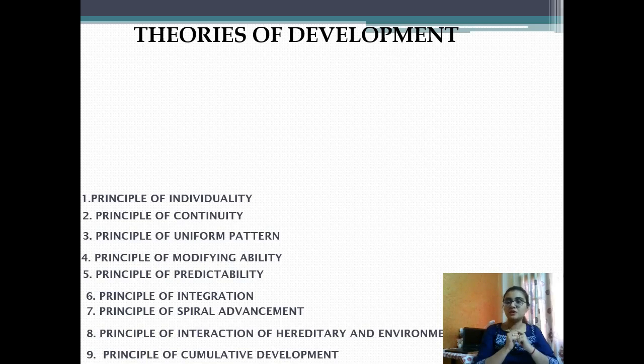Principle of spiral advancement. It is said that development is a spiral process, like a spiral thread, right? It means there are some days when we grow exponentially, when we develop ourselves exponentially, and there are some days when we do nothing. Then the graph falls down, but still we are doing something, and then again we feel energized, we again do something great, and then again rise and again fall. This is a continuous process.